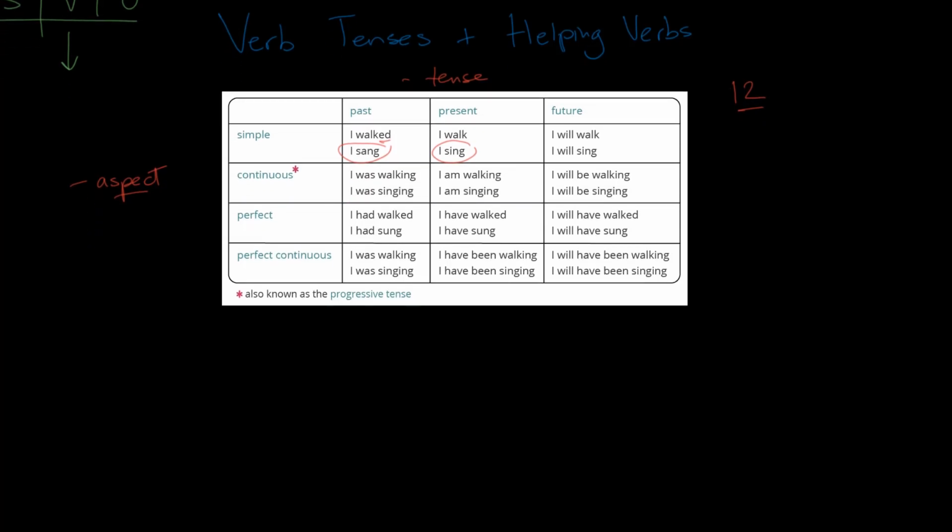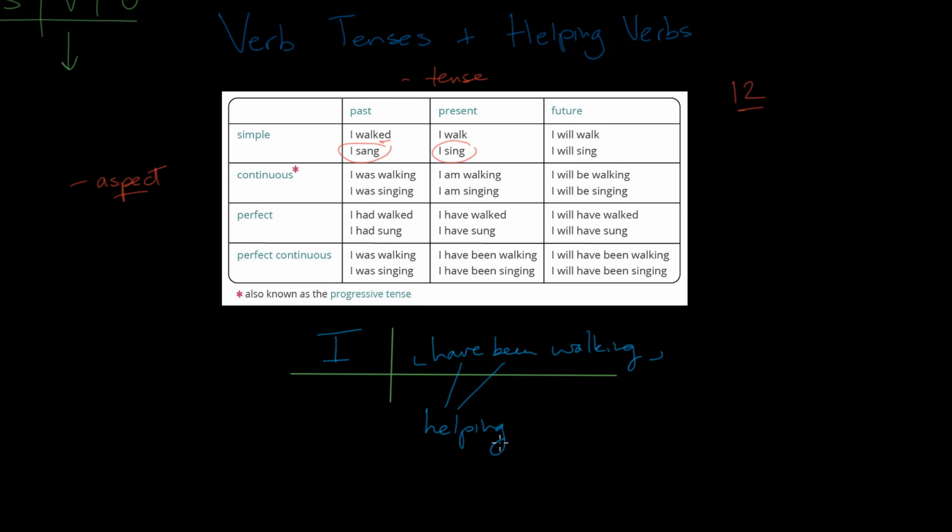Now, if we diagram an example here, let's diagram something, and we'll just draw our line. All right, so we draw our line, and now we're going to write our sentence. Let's say I, and then we say something like have been walking. You can see that we have quite a long verb phrase here, all on the same line. And we're able to do that because of these two helping verbs. Helping verbs are verbs that help the main verb to do its job. So these are called helping verbs.